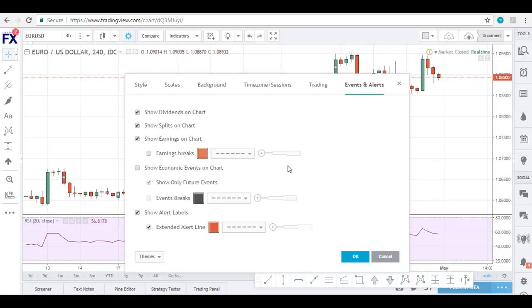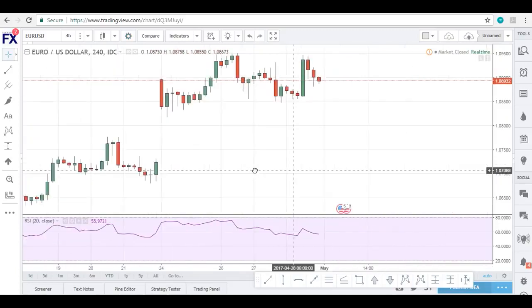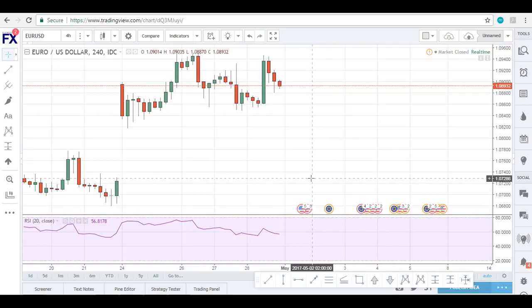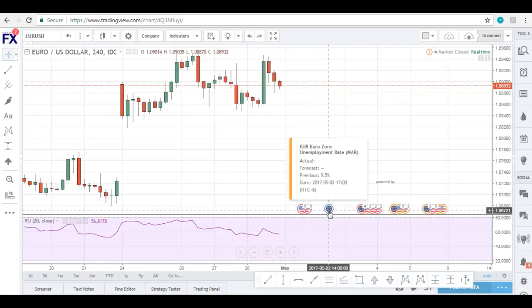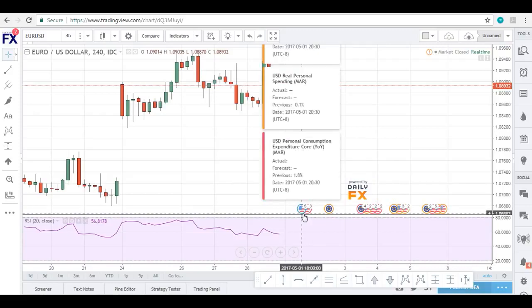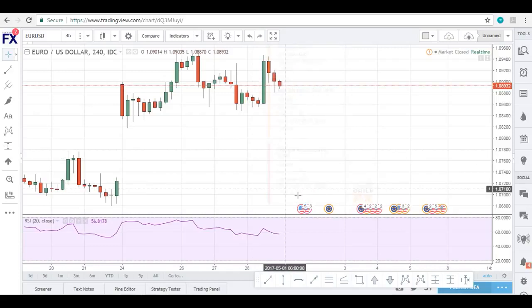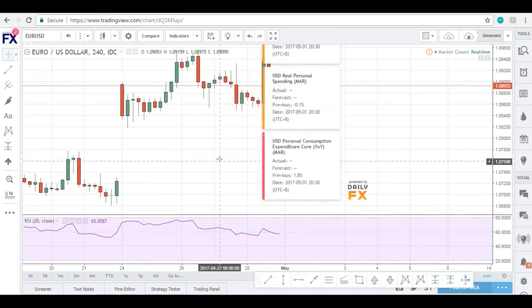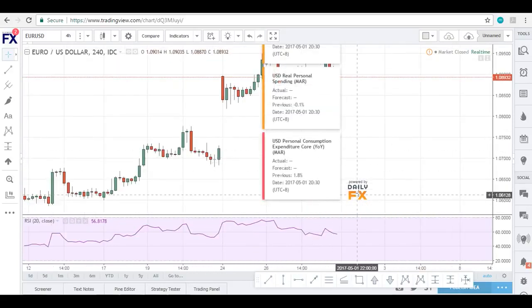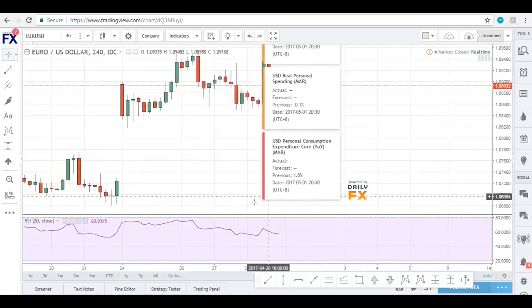You can also, if you look here, you can see that it has a show economic events on chart. If you were to click on that, it will show you the future economic events that are happening. Let's say for right here, we have the Eurozone unemployment rate. Before that, we have real personal spending. We have ISM prices paid. So this is something that you can use if you don't want to look at other economic calendars.